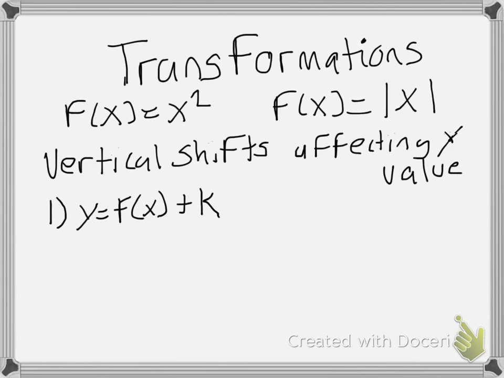Now a vertical shift K units downward. Well, you guys should already know this. This would be y equals f of x minus k. And I think that kind of makes sense to you, so I'm not going to spend a lot of time with that.